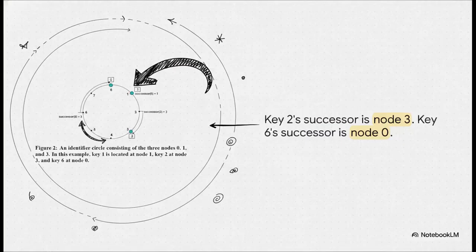Okay, let's make this real with the diagram on the screen, because this really makes it click. Look at this simple ring. It's only got 3 nodes, 0, 1, and 3.